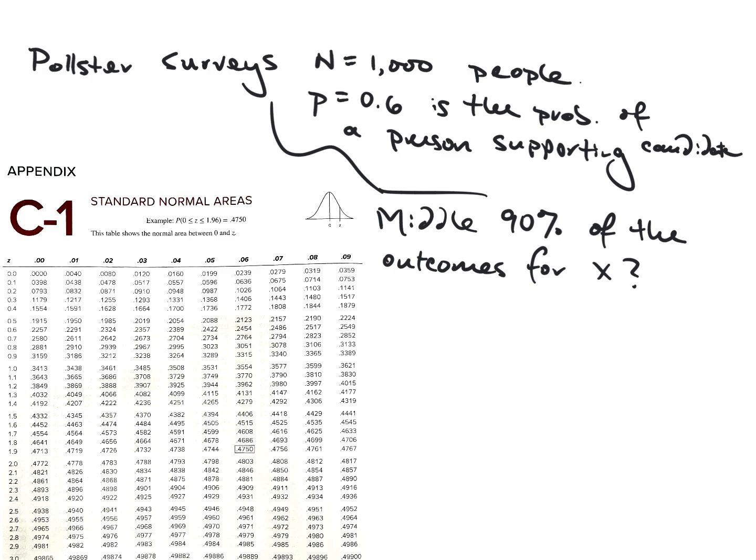But randomness, that's what we're dealing with. You would not actually get exactly 600 people each time answering that they favored the candidate. Sometimes it'll be a little bit higher, sometimes a little bit lower. So the middle 90% of outcomes for X, what's a likely range for X?